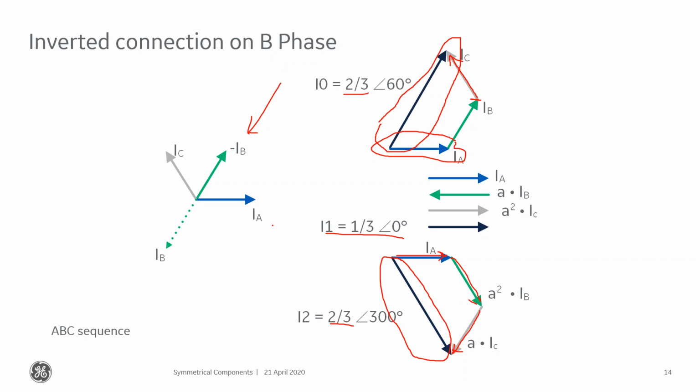And then if I take I1 here, here's my A phase, right? B phase is going to be shifted by 120 degrees, which puts it right here. So those two sum to 0. And so C phase then shifts by 240, which puts it right there. So he's sitting right here. And so what that means is, when I take 1/3 of that vector sum, my positive sequence quantity is 1/3 per unit at 0 degrees.